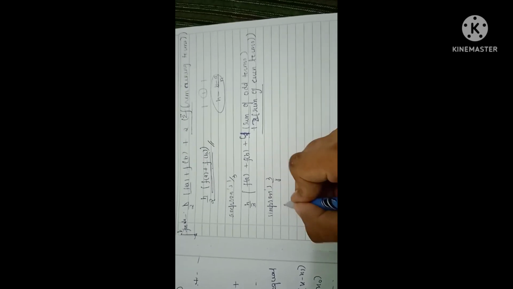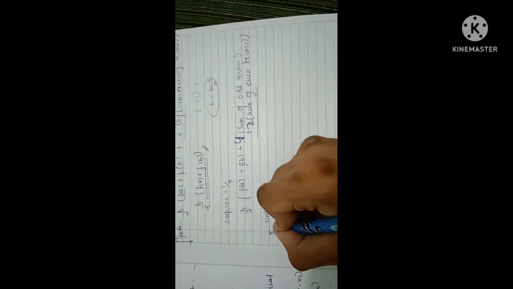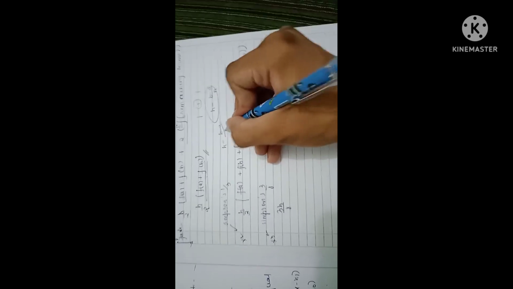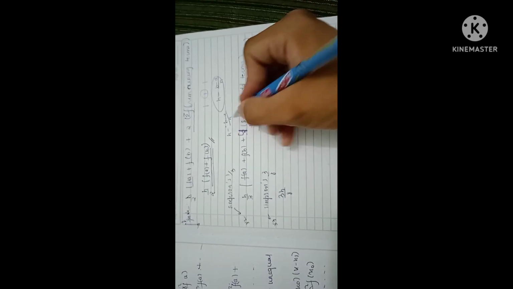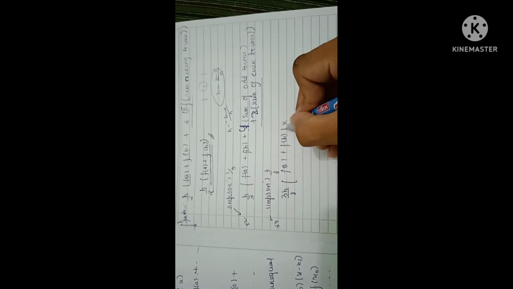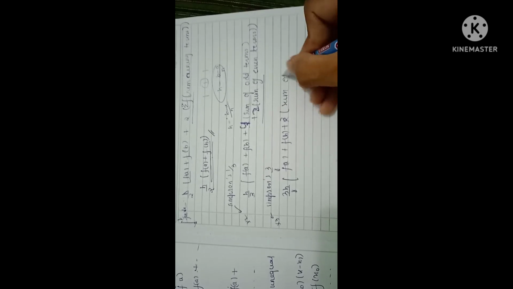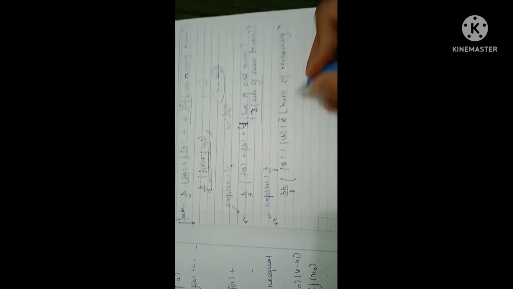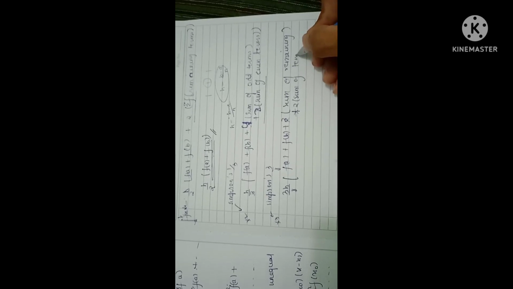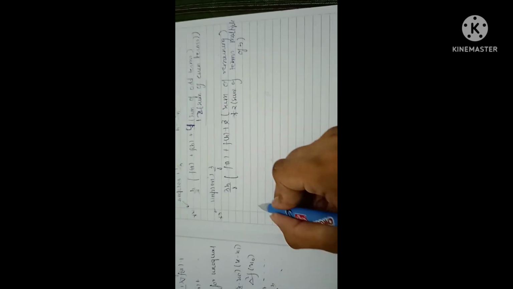Simpson's 3/8. I remember this 3/8, and here we have multiples of 3, and the interval should be a multiple of 2, and h always remains the same, (b − a)/n. Here b is the last term, a is the first term, and 3h/8 [f(a) + f(b) plus 3 into the sum of remaining terms]. Remaining terms are those that are not multiples of 3, plus 2 into the sum of terms that are multiples of 3. So this is all we have got.